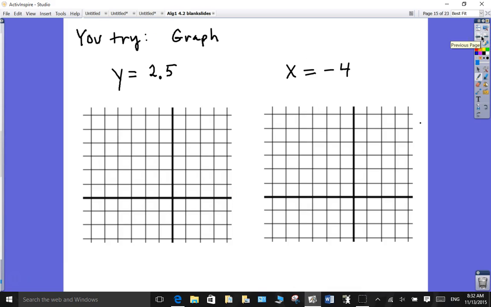So here's your U-try. Graph y equals 2.5, graph x equals -4. Okay. How can we say this? Which one? Just show me with your hand, right? The first one, which direction did it go? And the second one? Hiya. Yeah. Karate chop. Karate chop, right?